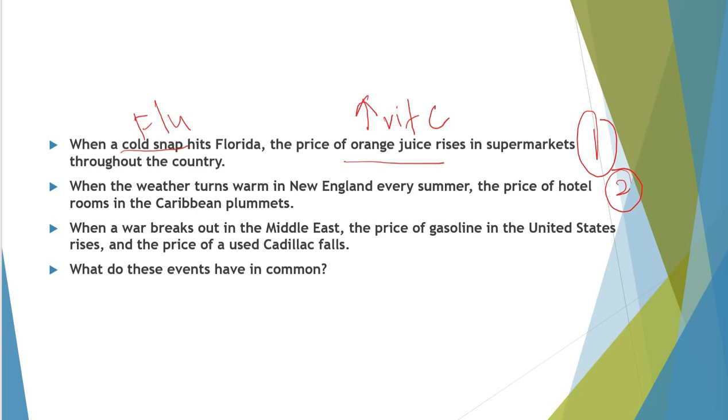Why? Because we know that the Middle East is our gasoline supplier. So when they are busy with war, who is going to harvest the oil? Whatever oil is available will rise in price in the market. And why, when oil prices rise, do Cadillac prices fall? Because Cadillac is a type of old school car. It uses a lot of fuel. So when oil is expensive, who wants to use a car that guzzles fuel like that? So these three events, in short, the thing that they have in common is demand and supply.